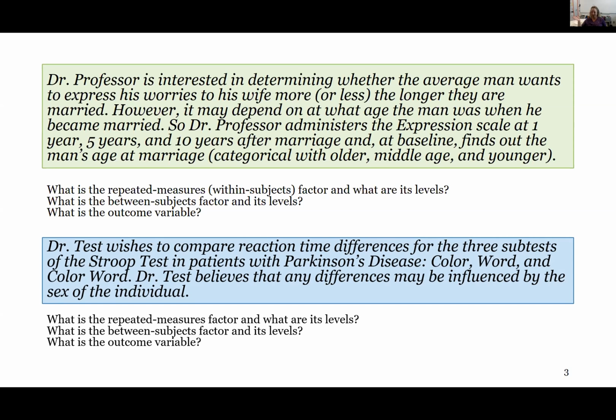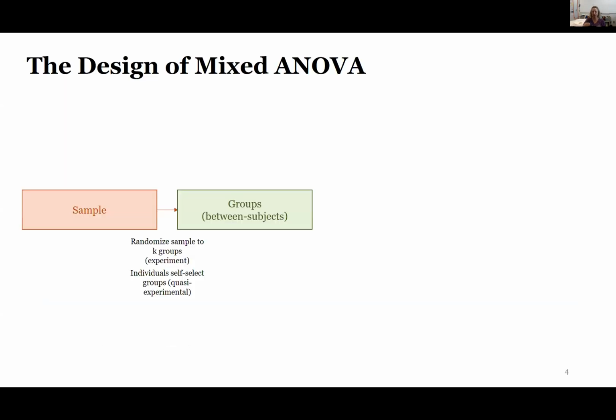What's the outcome variable? Reaction time differences? Reaction time, and it's going to have to be measured maybe in milliseconds or seconds or minutes or however, but it's going to be a continuous interval reaction time. Okay, can you see how we're bringing together 2 aspects of ANOVA we've already done? We have our between subjects and our within subjects, just putting them together.